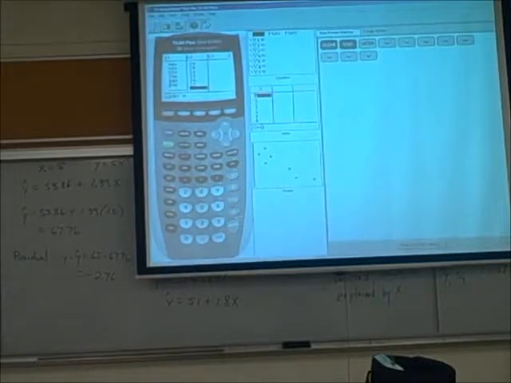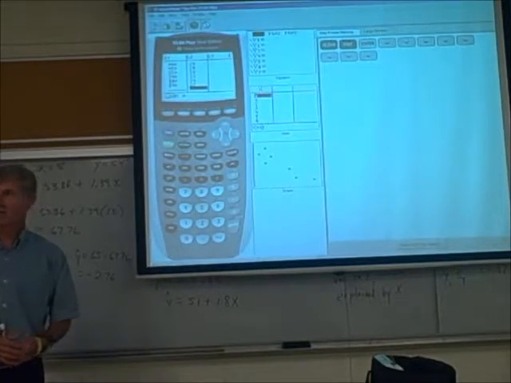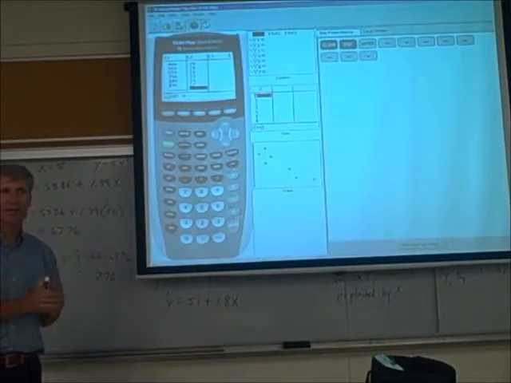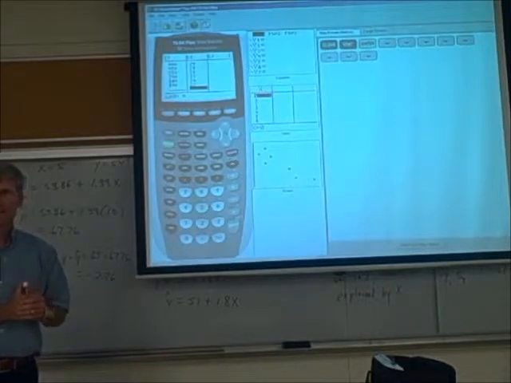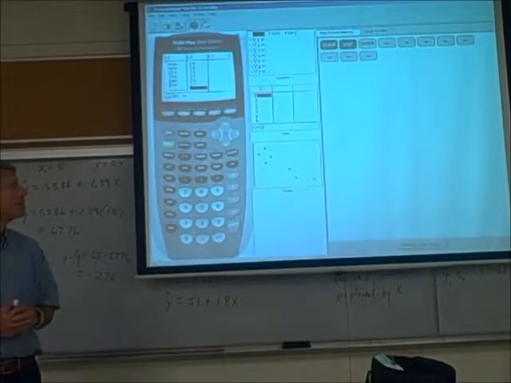There it is. The bottom one is 140 and 37. So how do I use my calculator to find the equation of the line of best fit? Well, I told you a minute ago, you do it exactly the same way I have you compute the correlation coefficient. So where do we go?